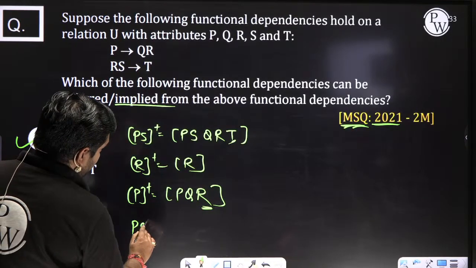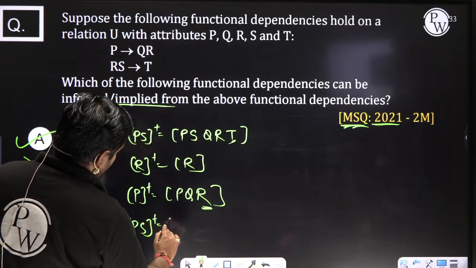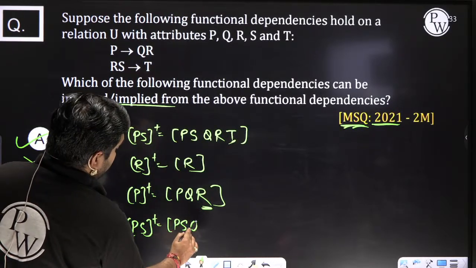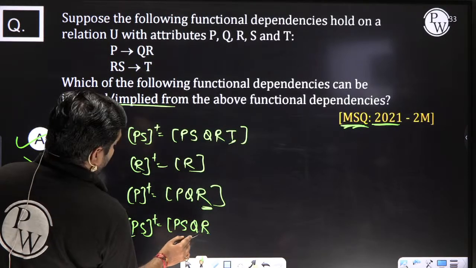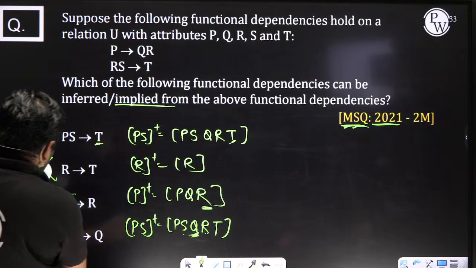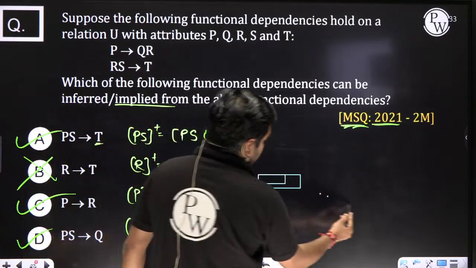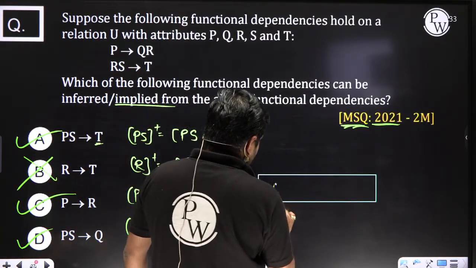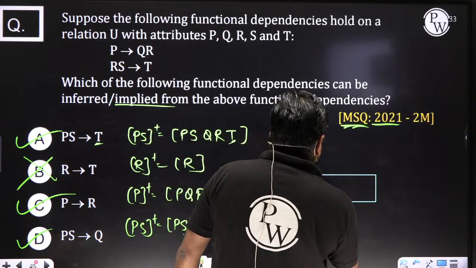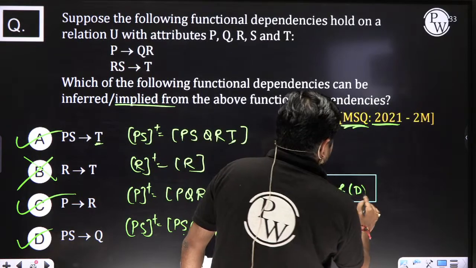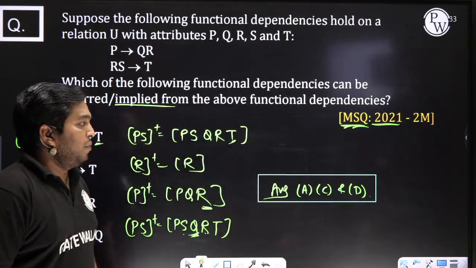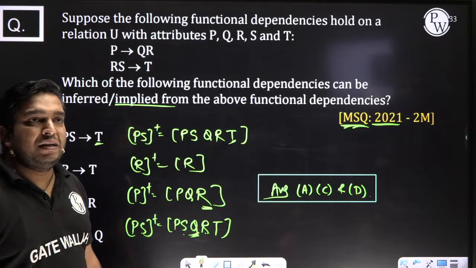S closure we already took in the first option. Again, PS closure: P determines QR and QRS determines T. Required Q. What is the correct answer for this question? It is MSQ, bacha. Answer A, C and D. So my dear students, are you getting it, bacho?